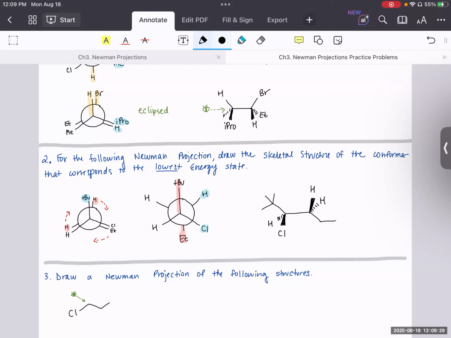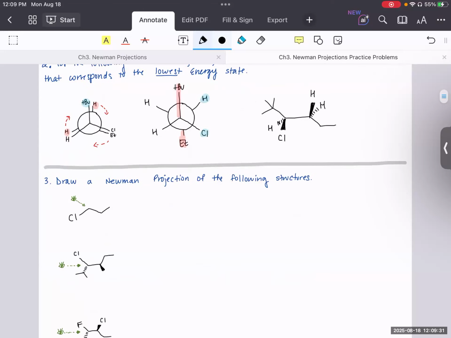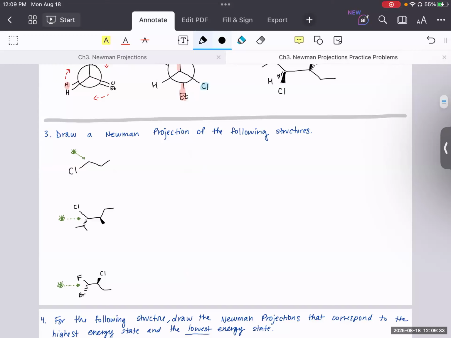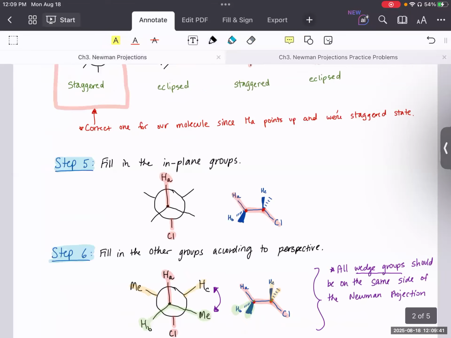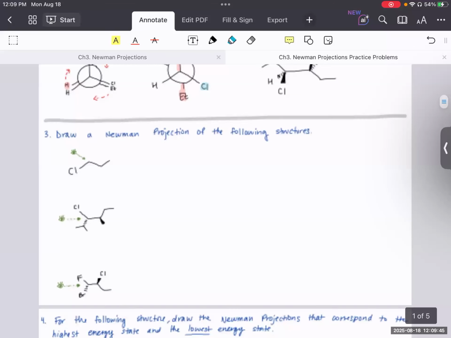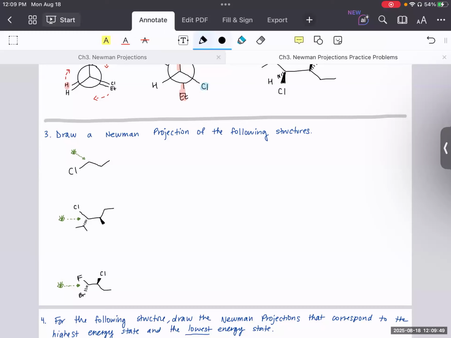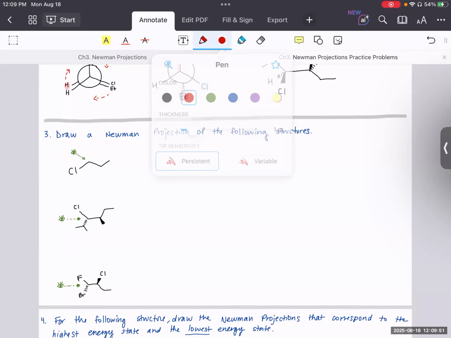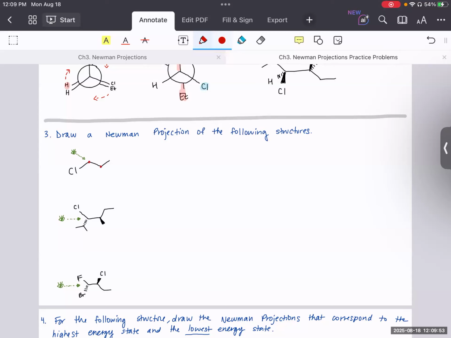All right, so this next one is just converting some skeletal structures to their Newman projections. If you haven't done so already, I recommend going through that video of steps to drawing a Newman projection. We'll be following these steps as we go through and solve these. So for this first one, our first step is to identify the front and the back carbons. So I'll draw red dots that correspond to the front and the back.